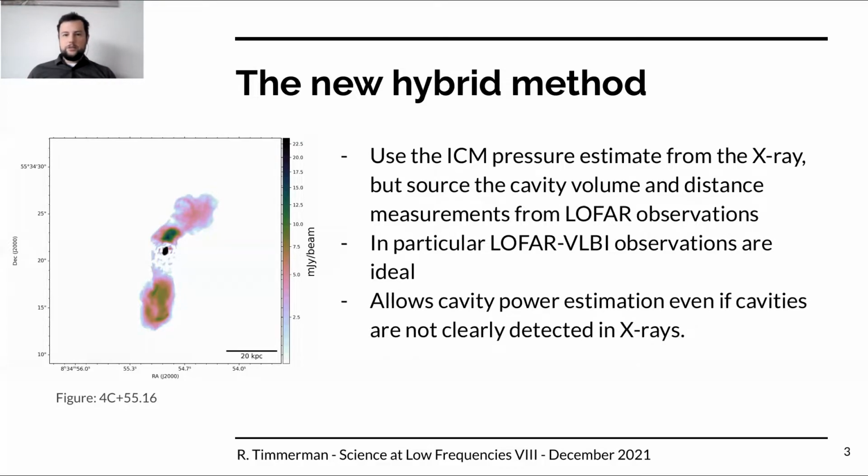LOFAR is really an ideal tool for this because it's, of course, a low-frequency array, meaning that it's quite sensitive to the quite complete radio lobe, even the older plasma. And of course, if you have long baseline observations, that's really an ideal combination of sensitivity and resolution. We hope that this method will allow us to go further in redshift, where the X-ray observations generally struggle a bit more with clearly detecting the cavities. And we hope that then the radio can synergize with the X-ray to go deeper into the universe than we have currently.